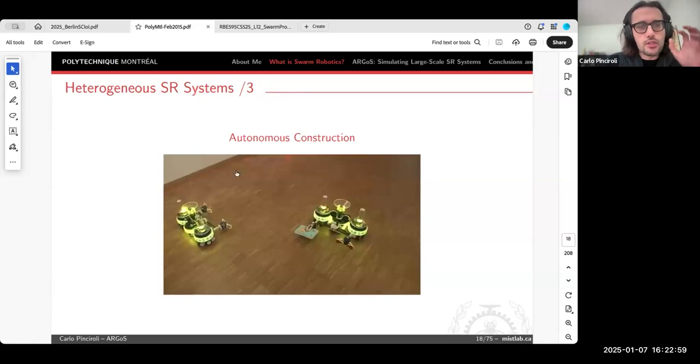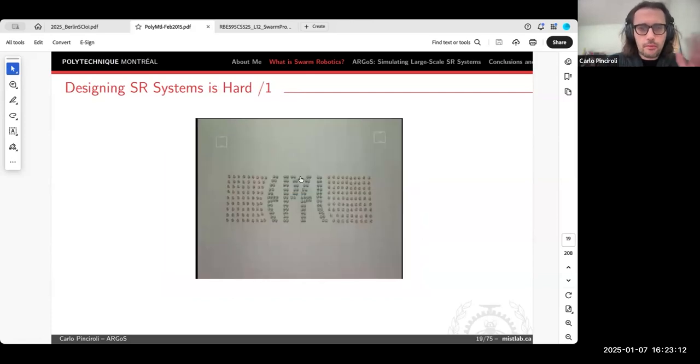Anyway, so Swarmanoid was a project that combined robots with different features. So we had ground robots, we had robots that could climb. So we had different types of robots that also had different capabilities. When we talk about applications, we talk about shape formation with robots.